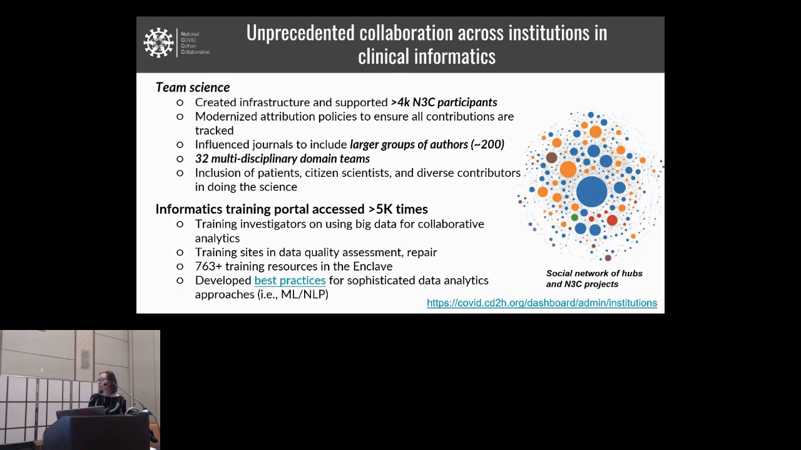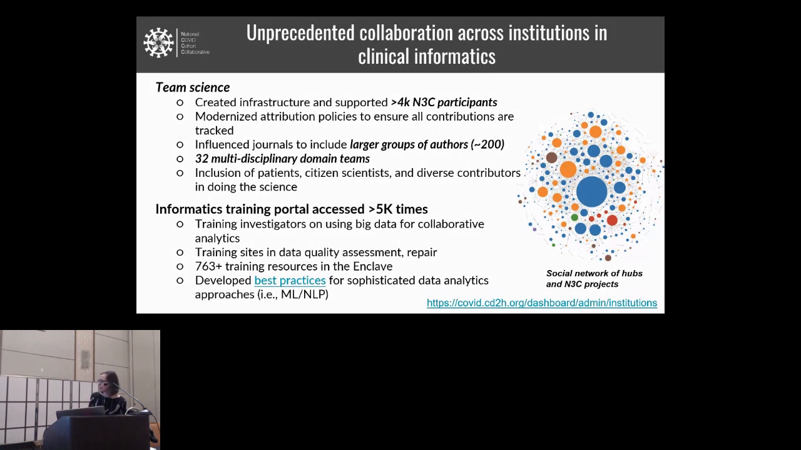We also have an incredible training portfolio that's been accessed now over 5,000 times. There are like 763 different resources in the Enclave for training people. We have office hours every week. We even have high school students who have done projects in the Enclave by just joining one of those teams and going through some of the tutorials and whatnot. We also created some best practices for various kinds of things like machine learning and NLP.